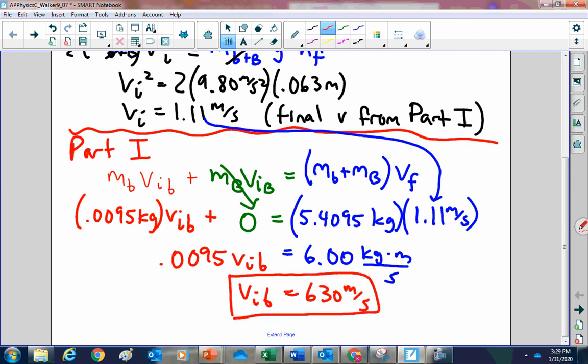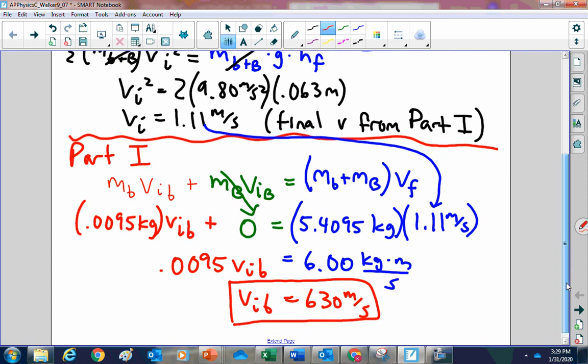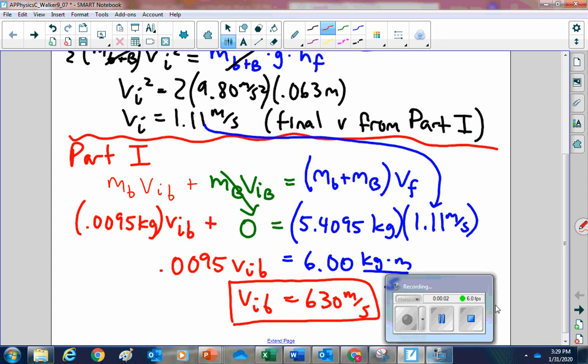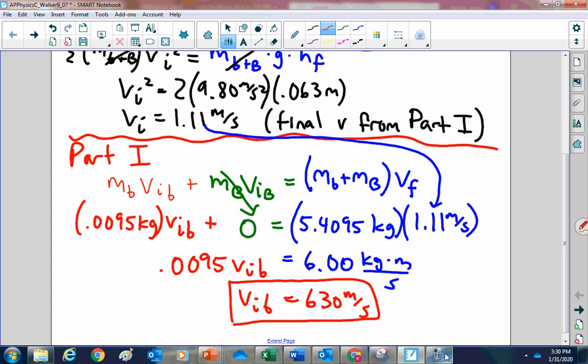This is called a ballistic pendulum, coming from the word ballistics, which has to do with bullets. But that is an example of using both conservation of energy and conservation of momentum.